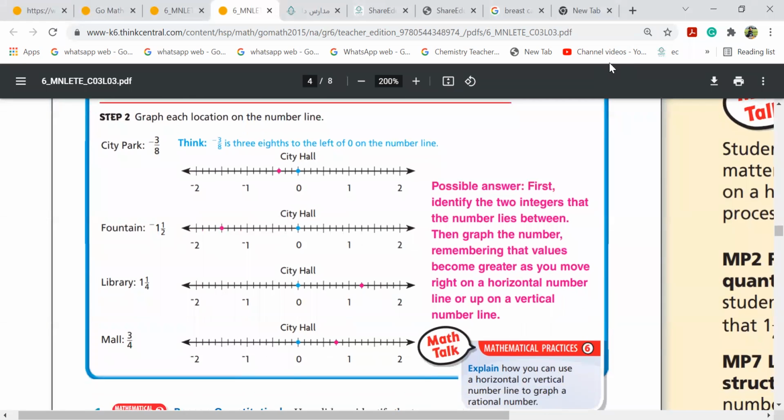Now, as I told you to remember, 3/8, what did you get? You get 0.3. So minus means it has to be 0.1, 0.2, 0.3. It is here. This is minus 0.3, because it is to the left, because it is minus. Minus 1.5: of course, 1 is here and 0.5 is here. Then 1.25 comes in the middle, and it is positive. Then you have 0.75. It's here. Very simple, girls.